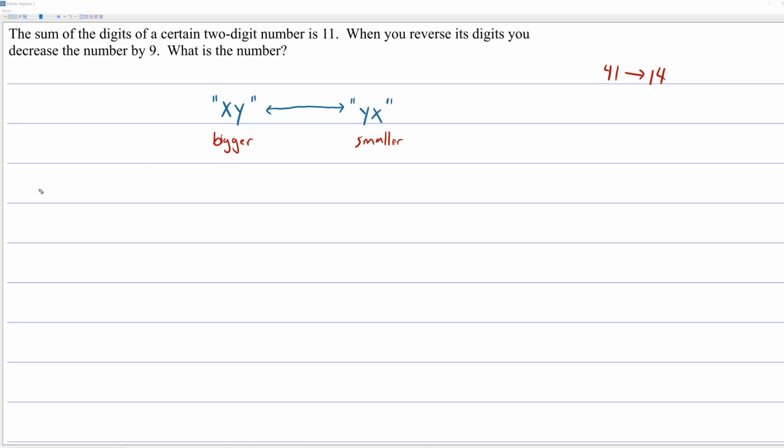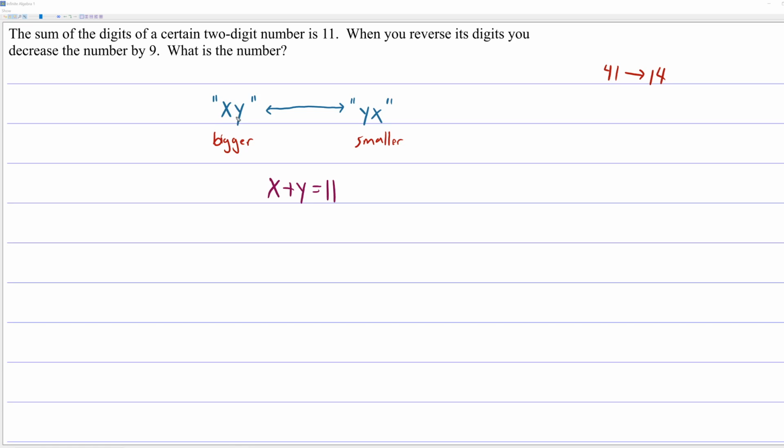All right, so what about equations that we can write down for this situation? Well, one of the equations is simple. We know that the sum of the digits is 11. So we know x plus y equals 11. That's the two digits, and the sum is 11. But what about another equation? Well, what we're going to do is use the concept of place value.